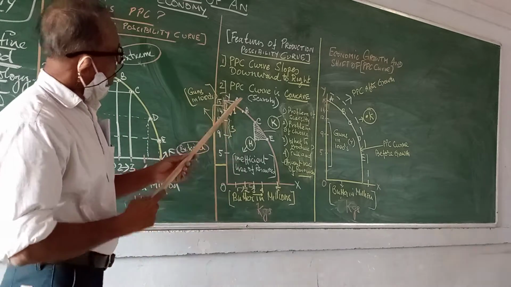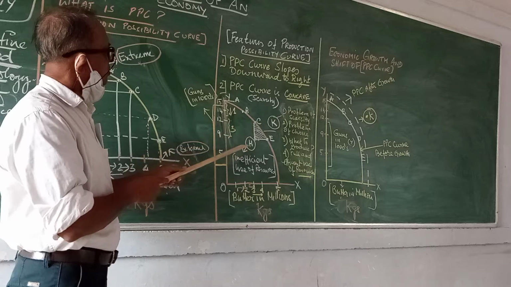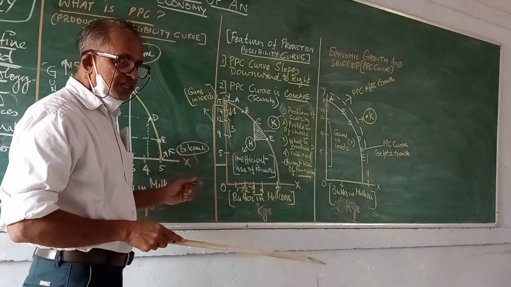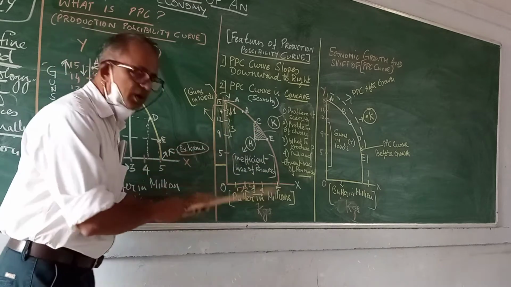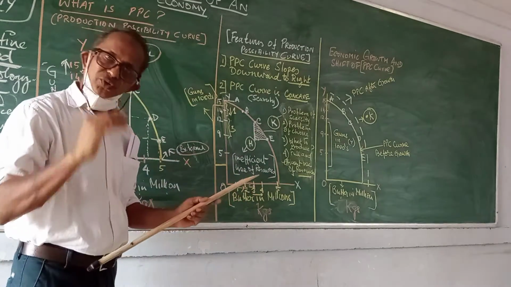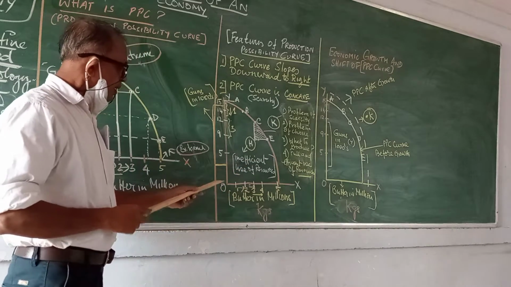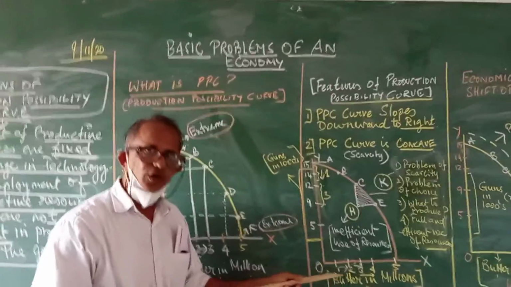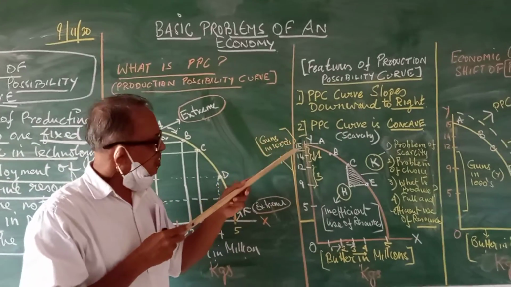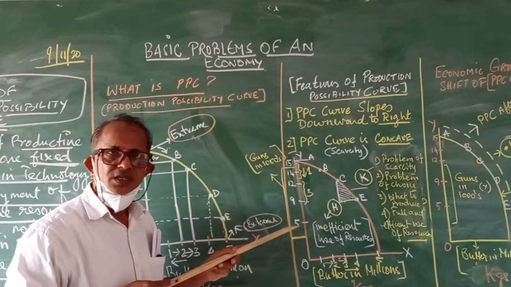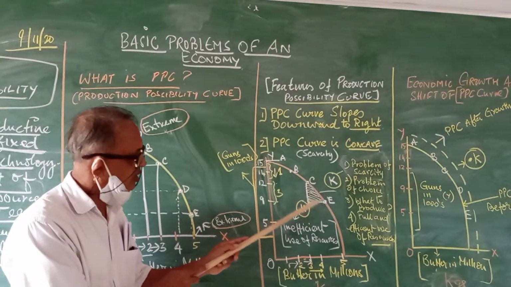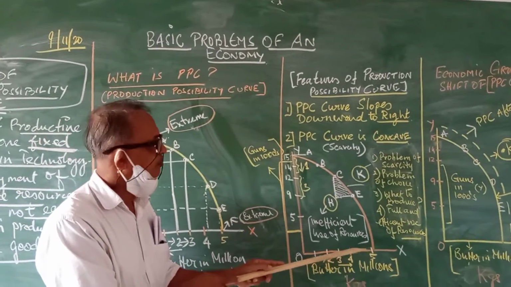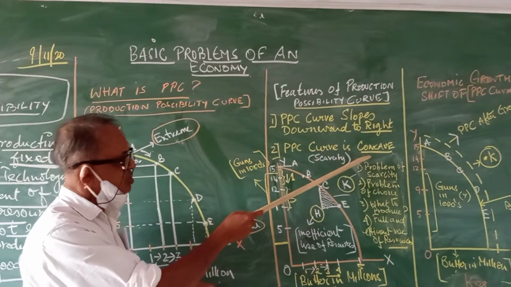Now, with these two features in mind, we should first understand the first feature. Why does the curve slope downward? The curve slopes downward just to indicate that if production of one particular good has to be increased, then the production of the other good has to be decreased. That is why the curve slopes downward to the right. Second, the production possibility curve is concave.